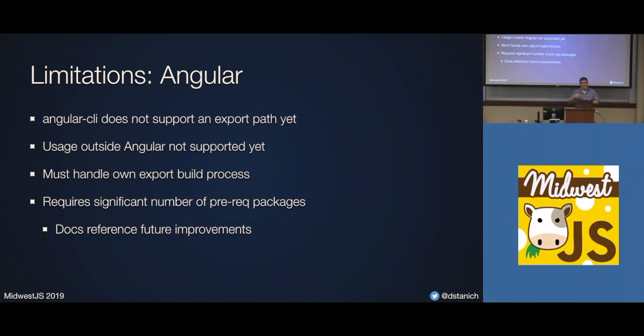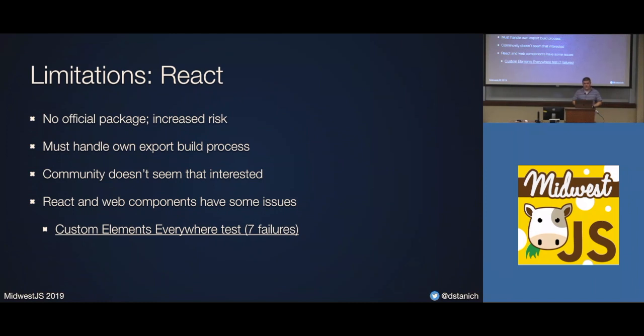Must handle your own build. At the moment, again, these are all kind of temporary limitations. And then a significant number of prerequisite packages. So for those of you that use Angular, you know that Angular has a lot of packages that it likes to pull in, and then it tree shakes them all out. Well, if you're using it the way it is now, you end up pulling in quite a bit of those packages that you're not going to end up needing. But long term, as long as it's part of Angular CLI, it would be improved.